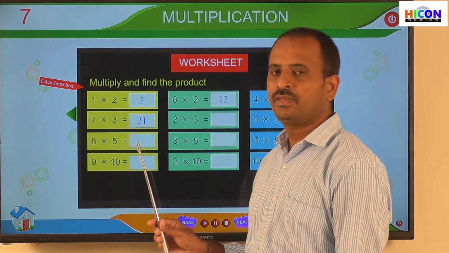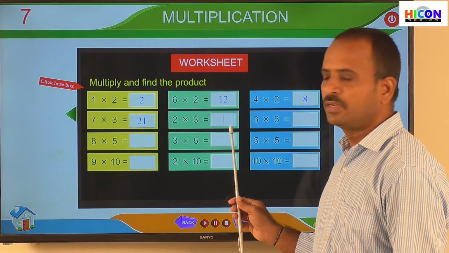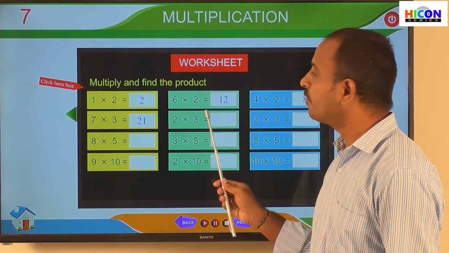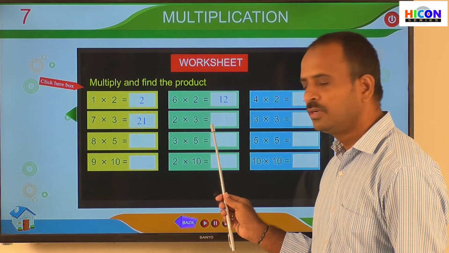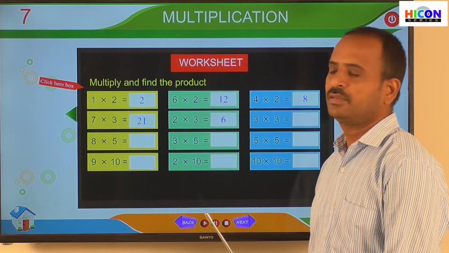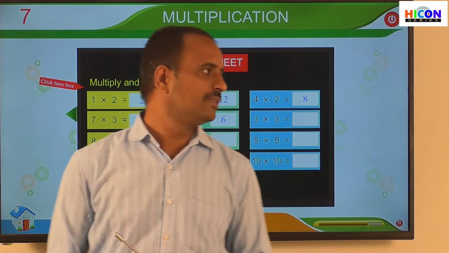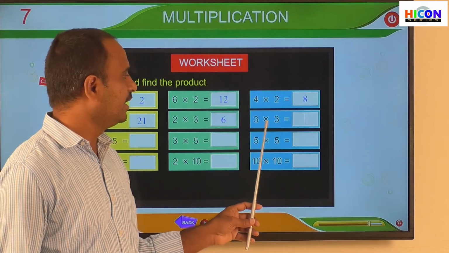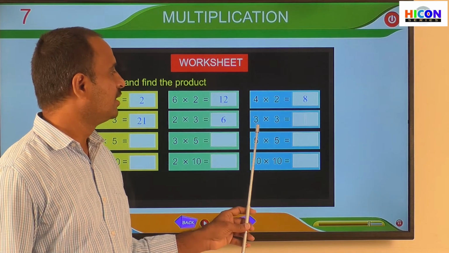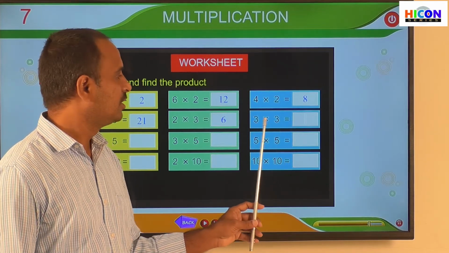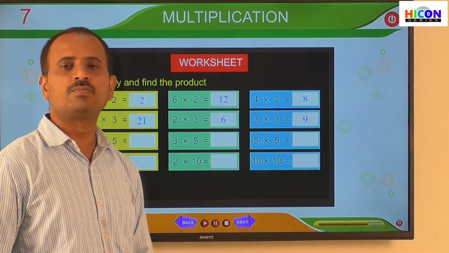And see the next one. So 2 into 3 is equal to dash. This is also the table of 3. In table of 3, 2 3's are how much? 2 3's are 6. So write 6 in this box. And see the next one. The next one is 3 into 3. This is also table of 3. In table of 3, 3 3's are how much? 3 3's are 9. So write 9 in this box.